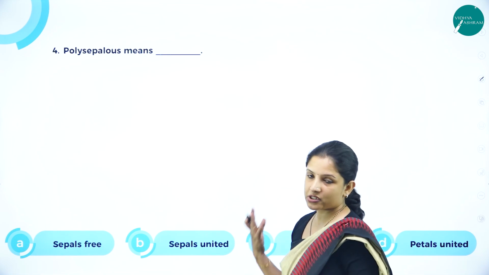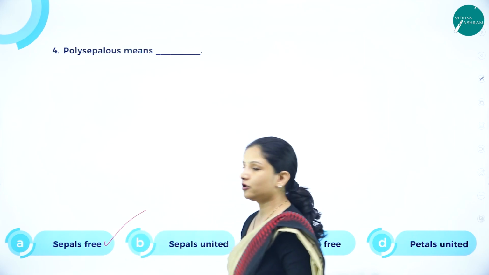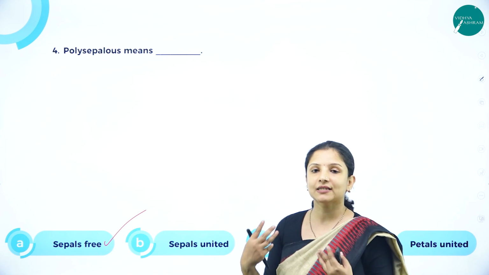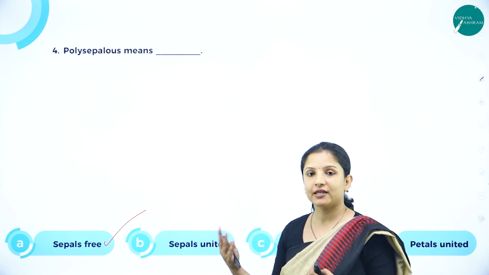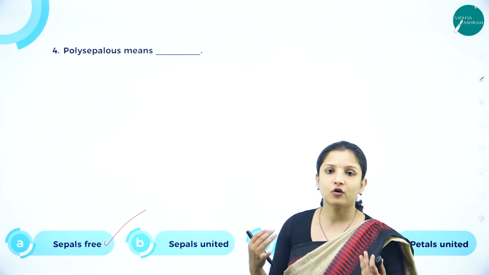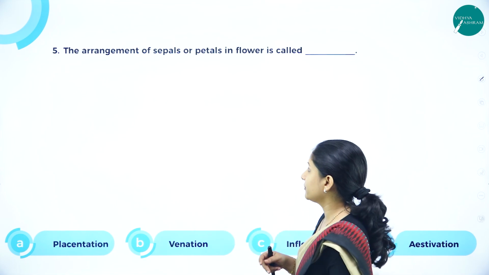Next, as I told you, the question can be framed like this. Polysepalous means sepals are free. They are not united to one another. We had seen in the previous session that sepals are united in the case of hibiscus, gamosepalous. In the case of rose, it was polysepalous. An example for gamosepalous, an example for polysepalous, like that also MCQs can be framed.